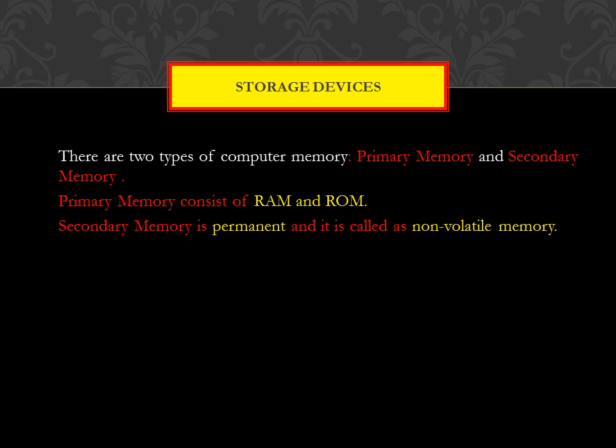Secondary memory is permanent and it is also called the non-volatile memory. Why? Because whatever data we are storing in the secondary memory is permanent. It cannot be lost or deleted until we do it manually.